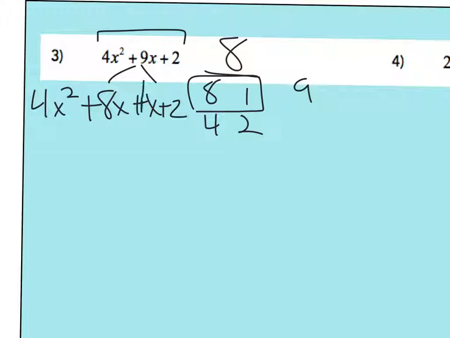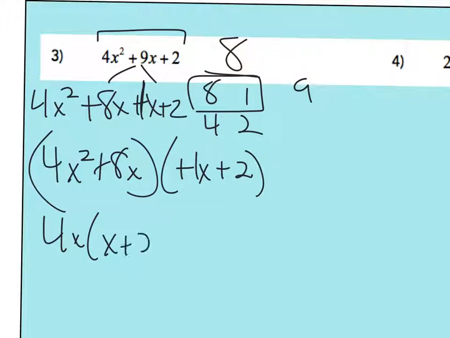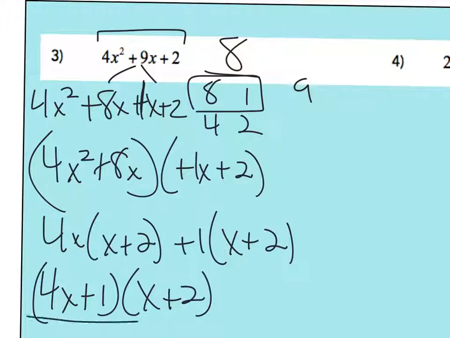You know, I could put a 1x here if I wanted, but just x or 1x are the same thing. So if I put parentheses around the first two, parentheses around the second two, 4x is in common here, plus 1x plus 2, nothing common, so I pull out a 1. So my answer becomes (4x plus 1)(x plus 2). There's my factored answer.